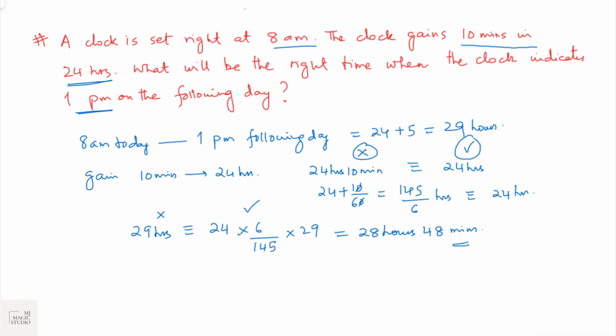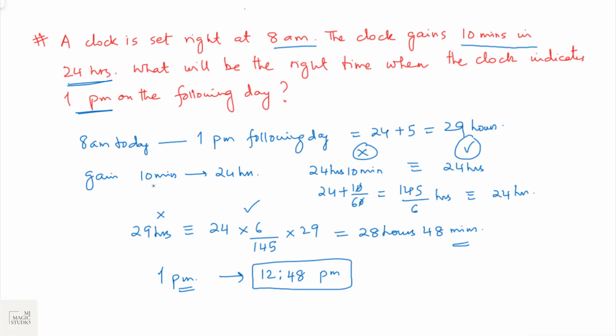That means the wrong clock, which is showing 1 p.m., is supposed to show less than 1 p.m. And less than 1 p.m. by how many minutes? By 12 minutes. So it should show 12:48 p.m. This should be the correct time on the correct watch. Simply use the unitary method to understand this.